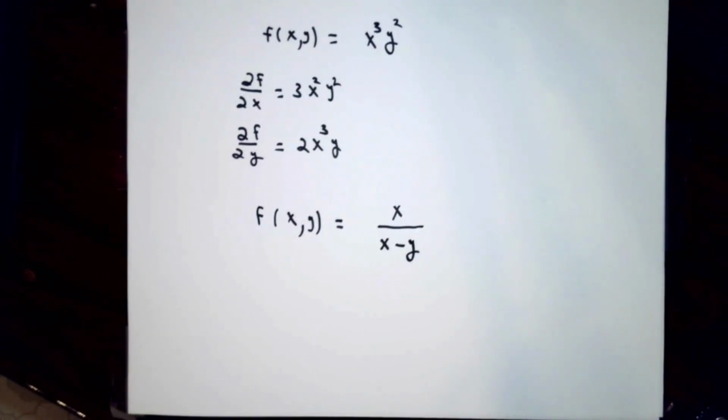This is a rational function. It's continuous every place except on the line y equal x. If we were to do the quotient rule to either find the partial with respect to x or partial with respect to y, there would be a polynomial upstairs and a square of x minus y downstairs. That tells me this function is differentiable every place except on the line y equal x, where it doesn't even make any sense.